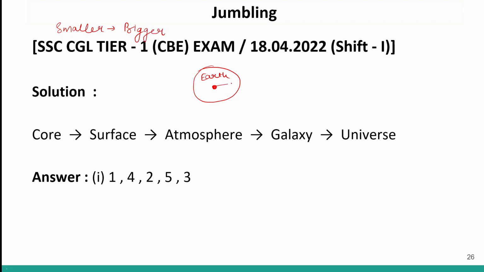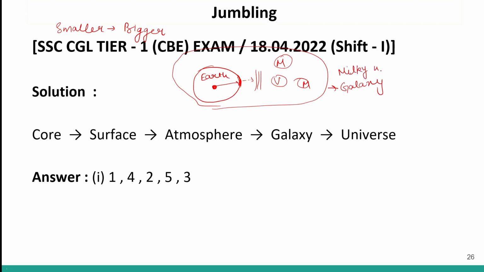So Earth, when we move forward, we'll come to the surface of the Earth. If we move forward, we'll see the atmosphere of the Earth. Now, when we move forward, we come out. There will be many planets like Earth, Mars, Venus, Mercury, right? All these planets, and this will be called a galaxy, right? This is the Milky Way galaxy, correct? Now, similarly, like this, we'll have multiple galaxies.